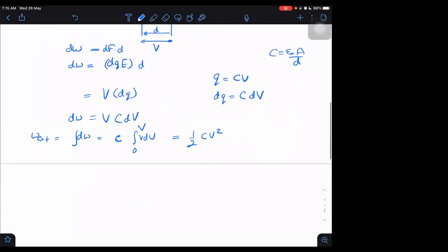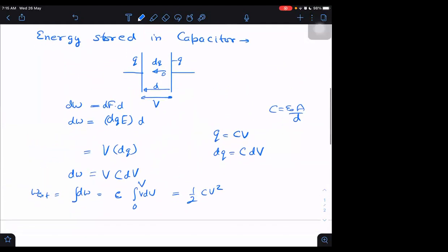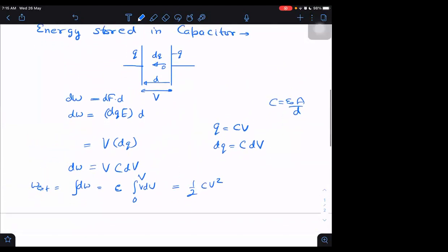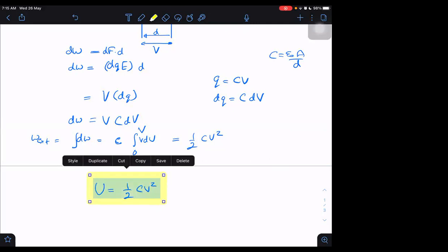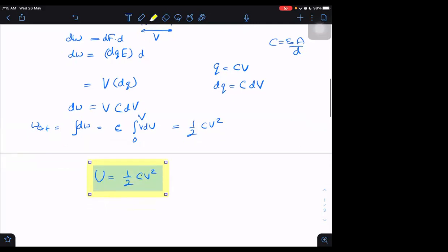We also know that work done should be equal to the change in potential energy. There is no change in kinetic energy, because we are bringing the charge slowly and just keeping it on the other plate. There is just a change in potential energy. So the final potential energy of the capacitor becomes what? Half CV square. Exactly right. This is the final potential energy formula, half CV square.